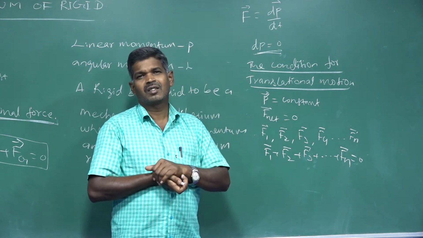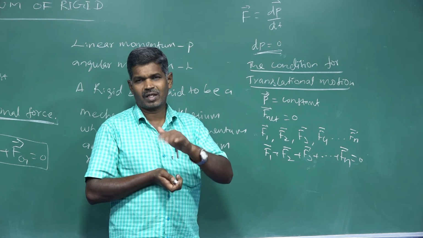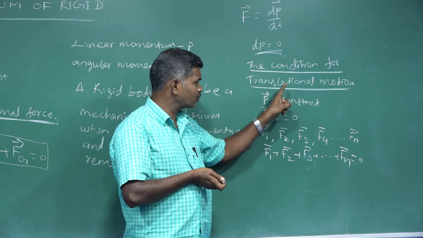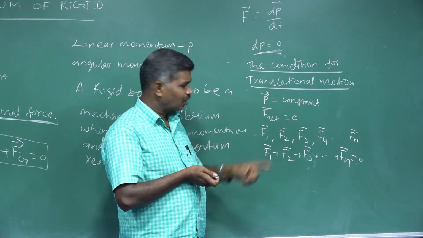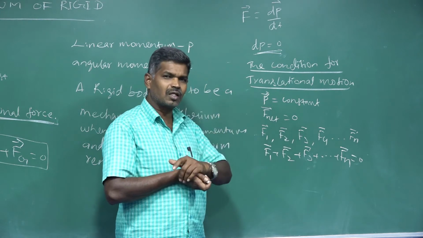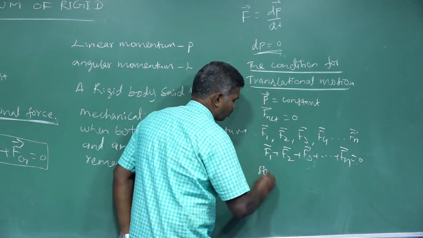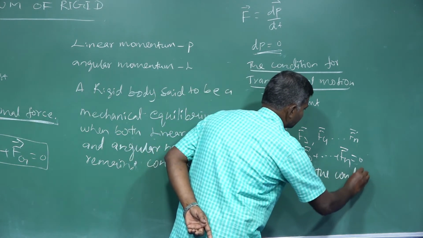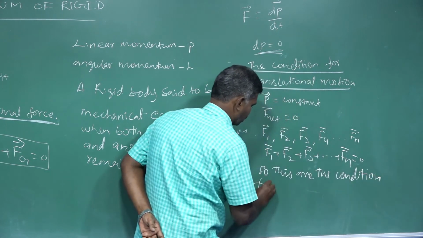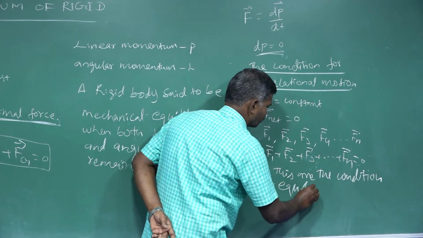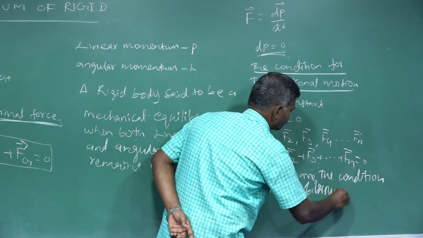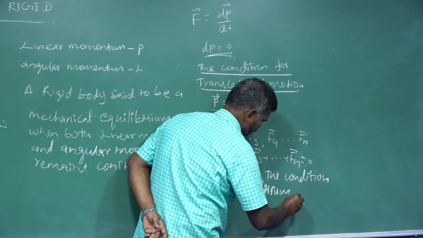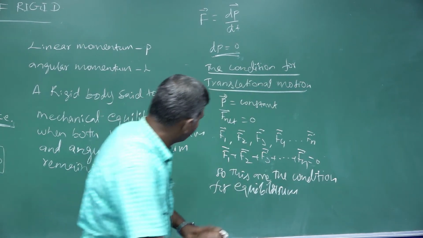Like that, there is also a condition for rotational motion, rotational equilibrium. In translation motion, if these conditions exist, we can say it is translation equilibrium. So these are the conditions for equilibrium in a translation motion.